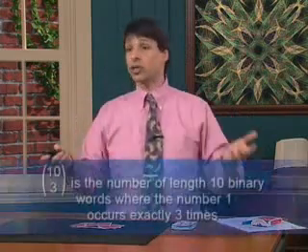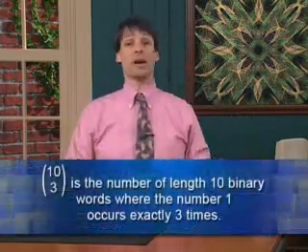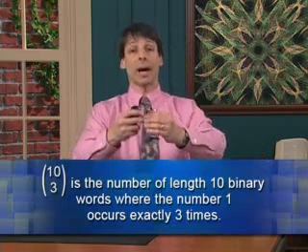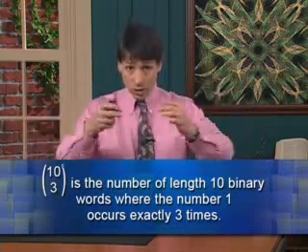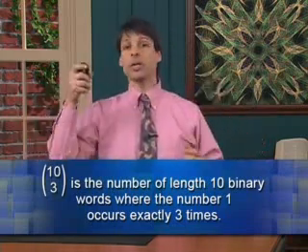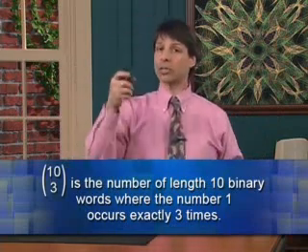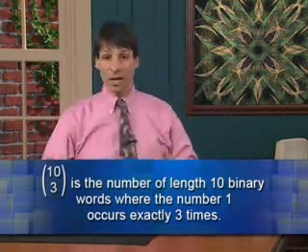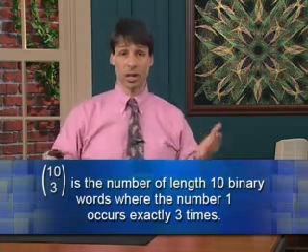So I'll pick, say, 2, 7, and 8, which, by the way, would be the same as picking 2, 8, and 7. 10 choose 3 would also be the number of length 10 binary words, words consisting of zeros and ones, where the number 1 occurs exactly 3 times. And therefore the number 0 occurs 7 times. Like here's a length 10 binary word with 3 ones.